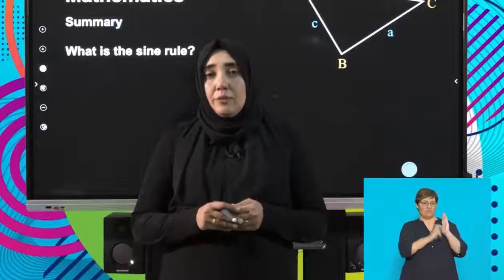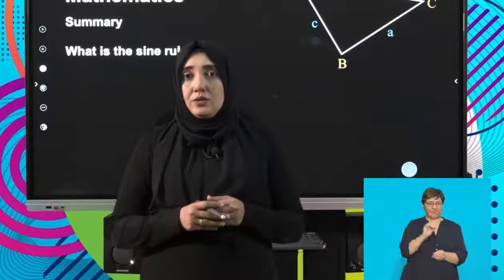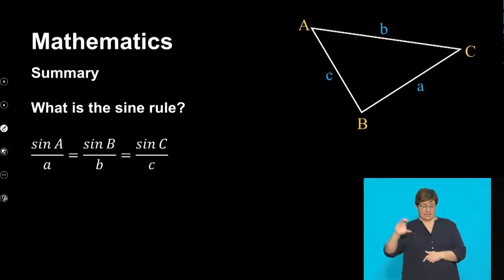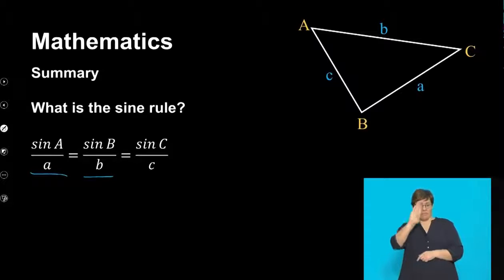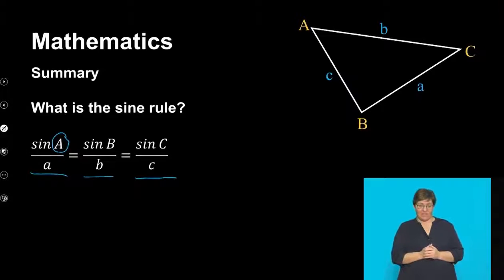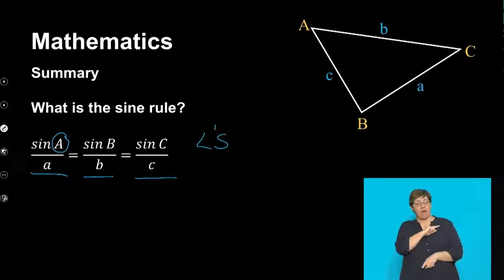Let's do a quick recap on what the sine rule is and how it's used. So the sine rule for any triangle ABC is sine A over a equals sine B over b, which equals sine C over c. This version of the sine rule we use predominantly when we're trying to find angles. So if we want to find an angle, then we will use this version because the angles are in the numerator.